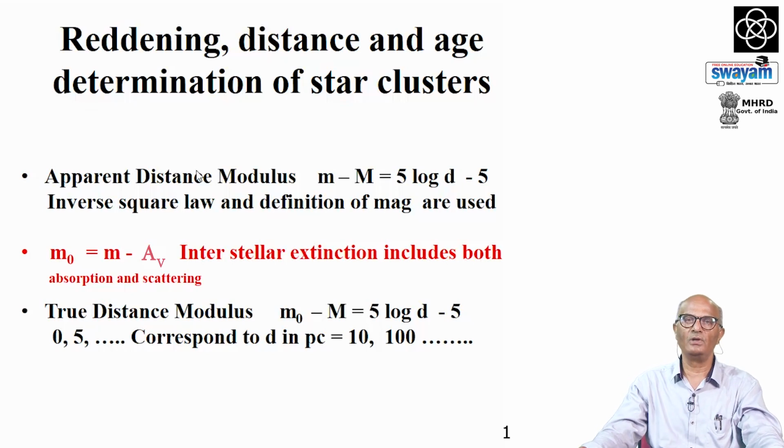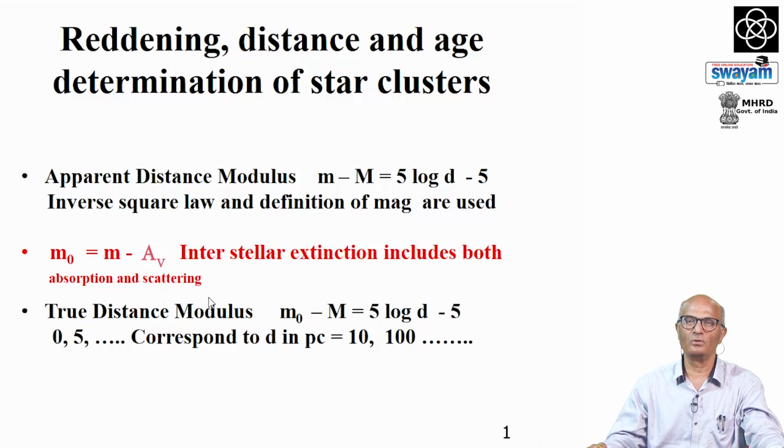One, quite often we use what is called apparent distance modulus. It is defined by this equation, and this derivation is based on the inverse square law and the definition of magnitude. So, from this equation it is very clear that we have to correct the apparent distance modulus for the interstellar extinction. It means intrinsic magnitude is equal to apparent magnitude minus interstellar extinction, and this interstellar extinction includes absorption and scattering.